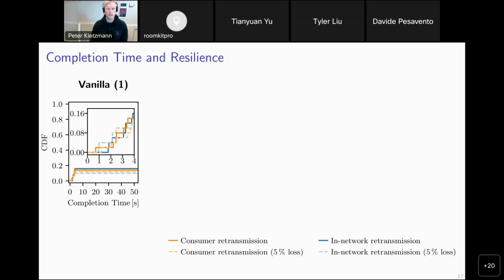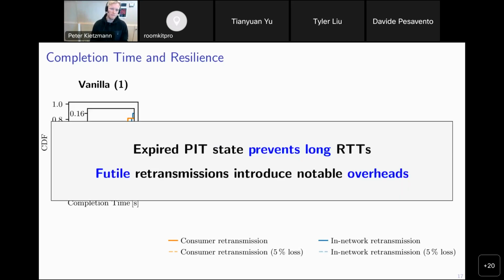We first look at the baseline case, vanilla 1. Less than 20% of requests are successful and finish within the default PIT time of 4 seconds. This is the case for interests that luckily arrive at the gateway just shortly before the transmission slot of the MAC occurs. Consumer versus in-network retransmissions and link loss show almost no effect because the prevalent obstacle here is rejection of data. In a nutshell, expired PIT state prevents long round-trip times, and future retransmissions at an inappropriate timescale introduce overheads without improving reliability.